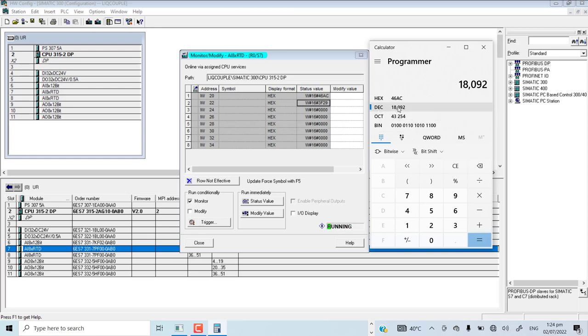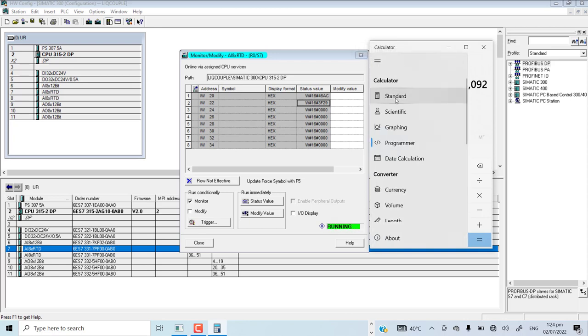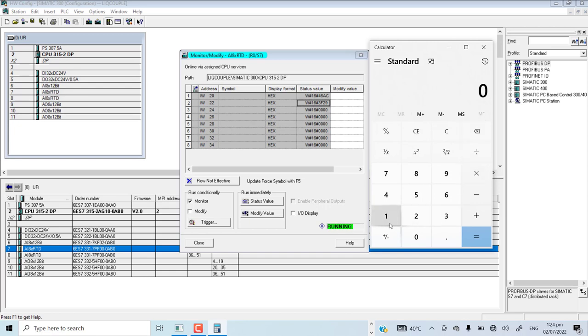18092 is the decimal value. Remember 18092, right? Go to the standard: 18092 divided by 27648. Well, remember 27648 is the range of the analog input channel in decimal, right? It is the range of the card, and it is by default in Siemens PLC, right?